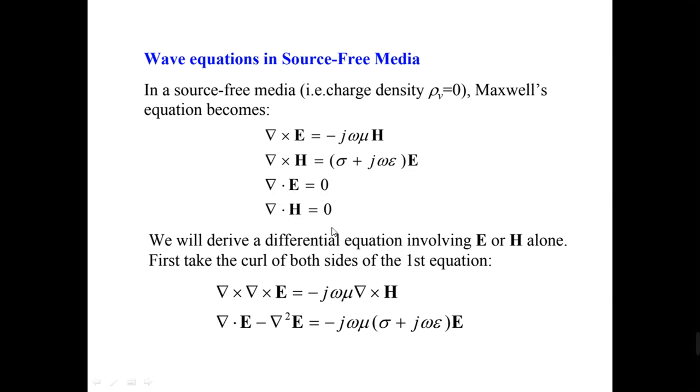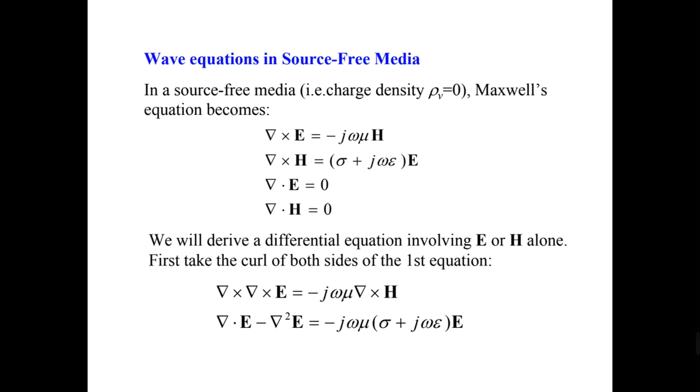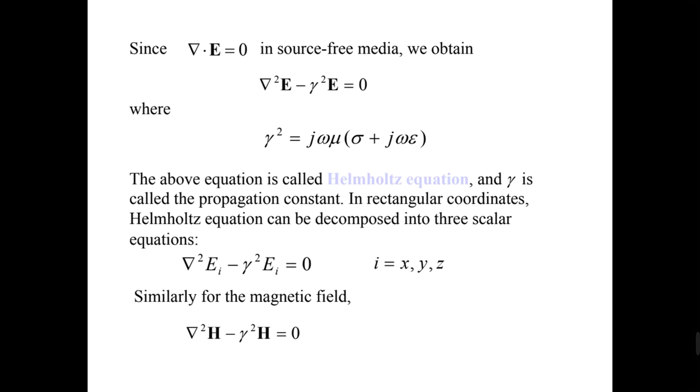In the previous video we discussed the derivation of the wave equation. Here you are just replacing the time derivative with j omega. Hence you get the final expression, that is del square E minus gamma square E equal to 0, where gamma square is equal to j omega mu into sigma plus j omega epsilon. In terms of the magnetic field, del square H minus gamma square H equal to 0.